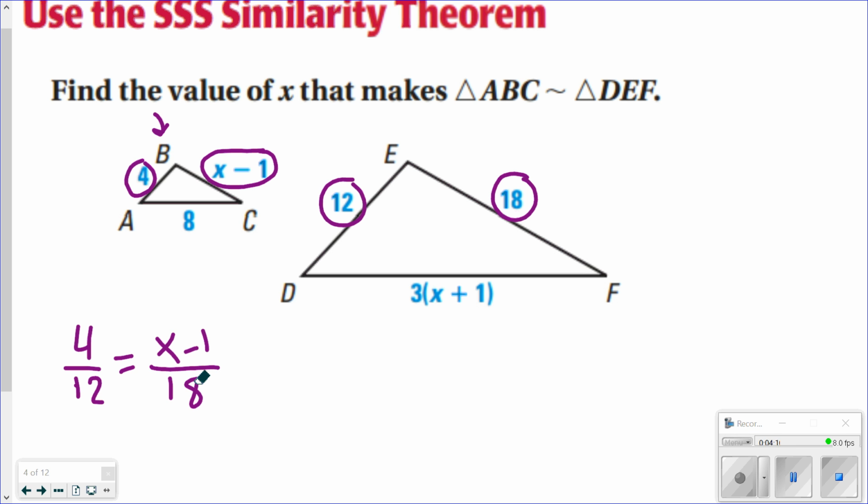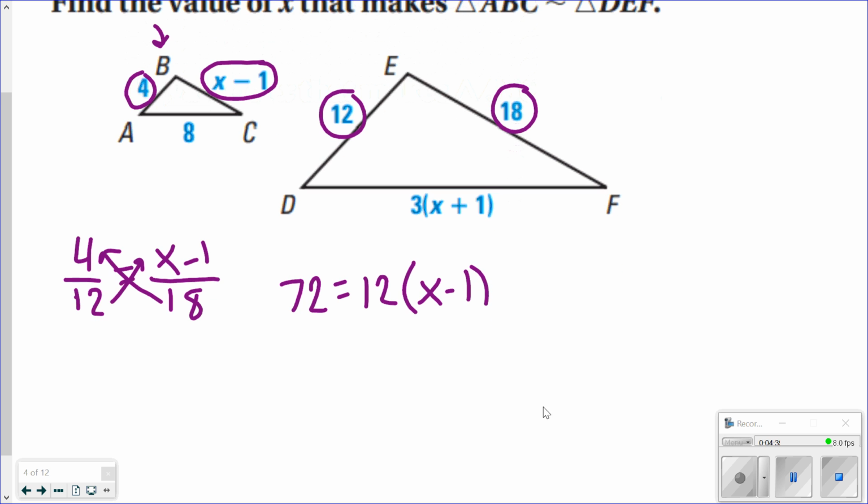Now I'm going to solve for x here, so we are going to cross multiply. So 18 times 4 is 72 is equal to, now we have to be careful here because I'm multiplying 12 by this entire expression. So I'm going to do 12 in parentheses x minus 1. I would suggest that you write it out like this. That way you don't make the mistake of forgetting to distribute that 12 inside the parentheses.